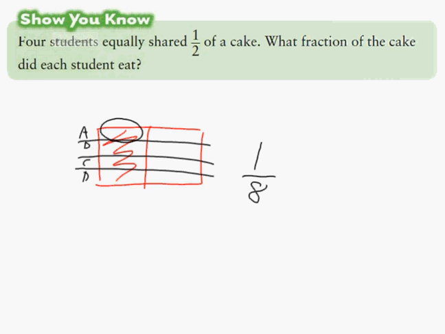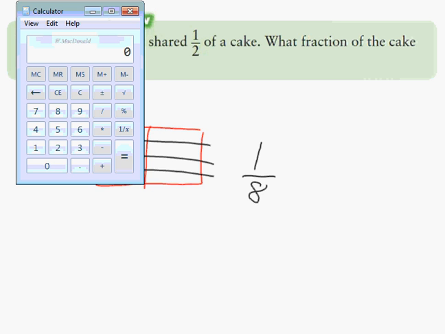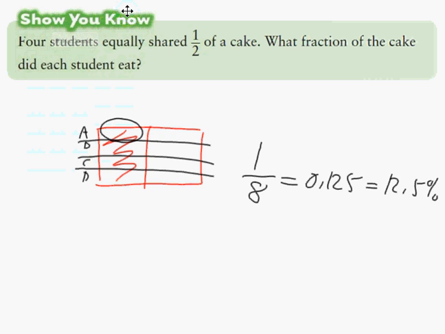And if I wanted to think about that as percentages, 1/8 as a percentage, take my calculator. 1 divided by 8 is 0.125, which is 12.5%. So if I take 50% of a cake, divide it between 4 people, each person would still get 12.5%. Okay, hopefully that helped you.